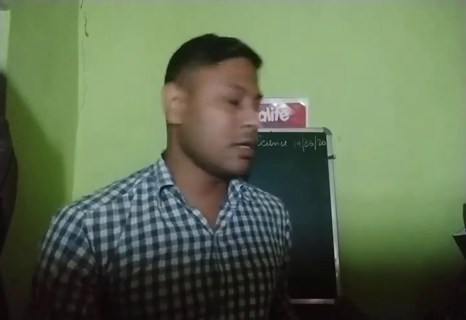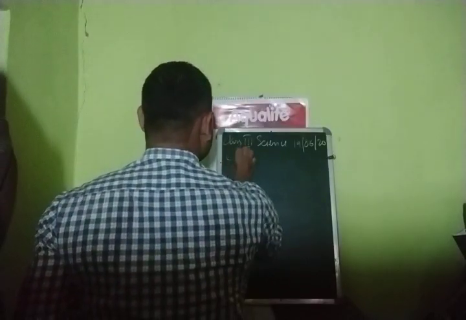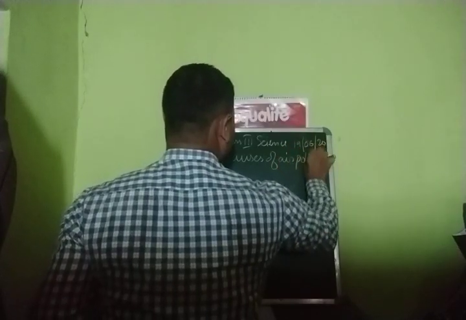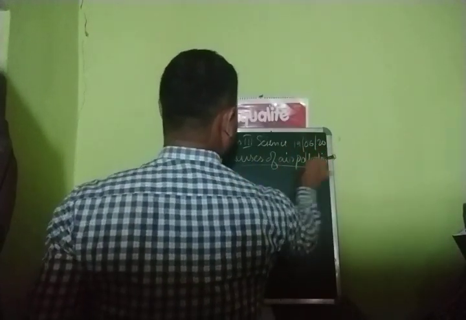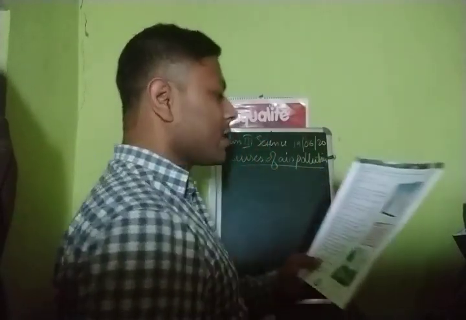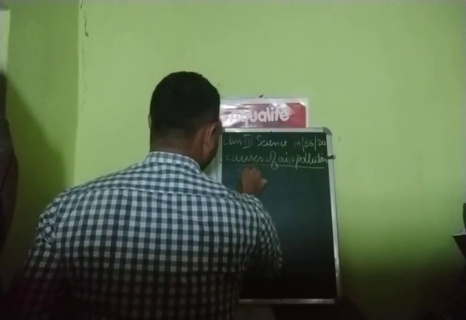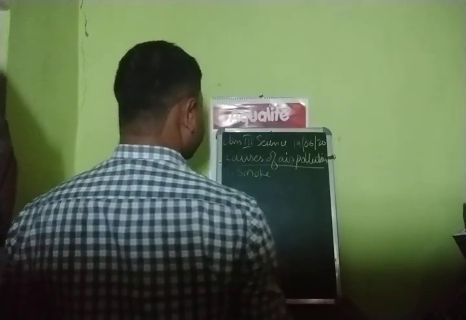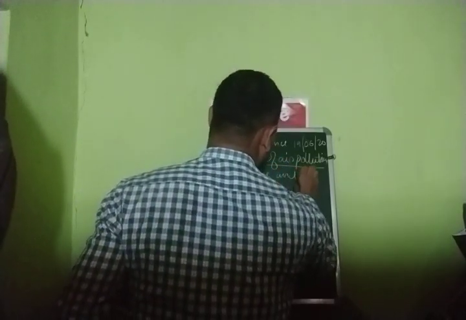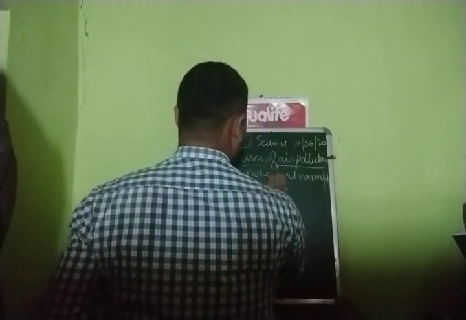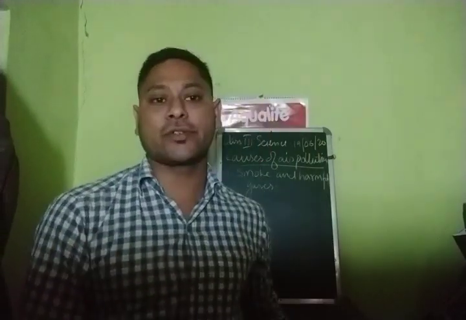Alright. Now, causes of air pollution. Causes means how this air pollution takes place. Number 1. Smoke. Smoke and also harmful gases make the air dirty. Smoke and harmful gases from the vehicles, and the factories, etc.